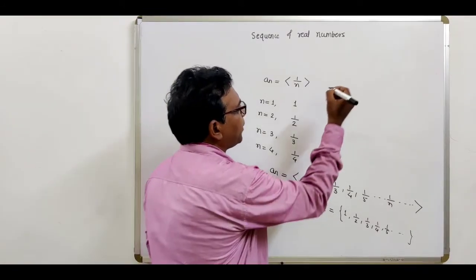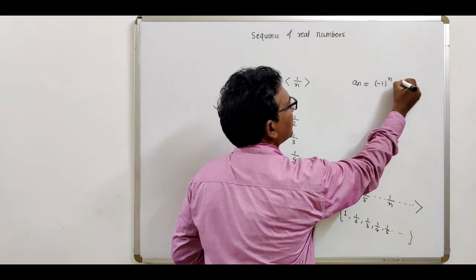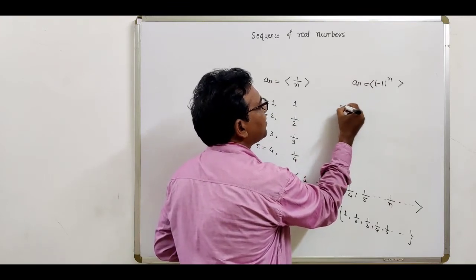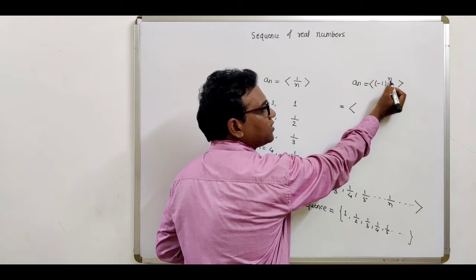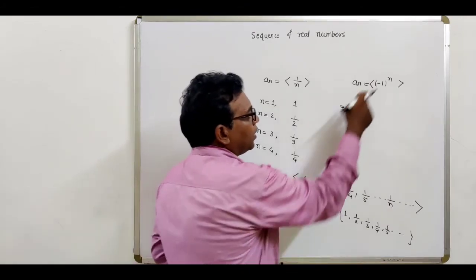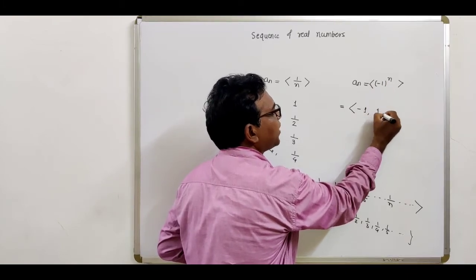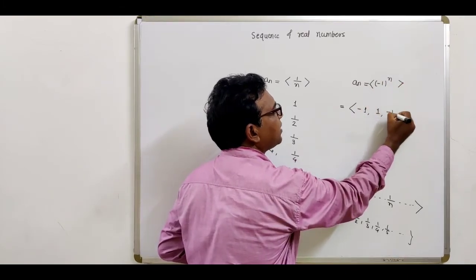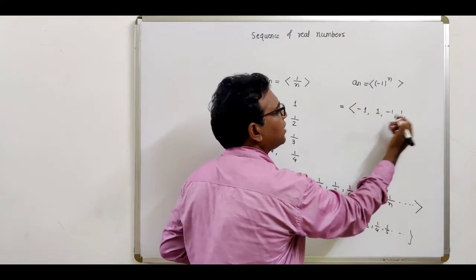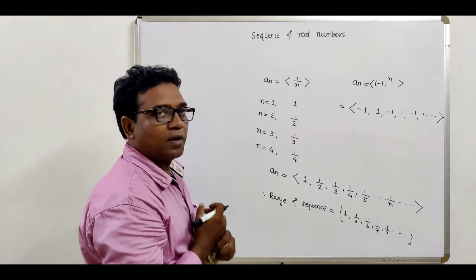Now consider the second example of a sequence: a_n equal to (-1) raised to n. We have to take the elements from the natural numbers, that is the domain set. Put n equal to 1, this is minus 1. Put n equal to 2, (-1) squared is 1. Put n equal to 3, (-1) cubed is minus 1. Put n equal to 4, (-1) raised to 4 is 1. So it contains the elements minus 1, 1, minus 1, 1, minus 1, 1, and so on. So this is an infinite sequence of real numbers.